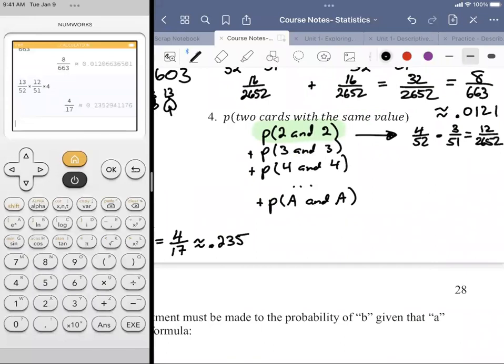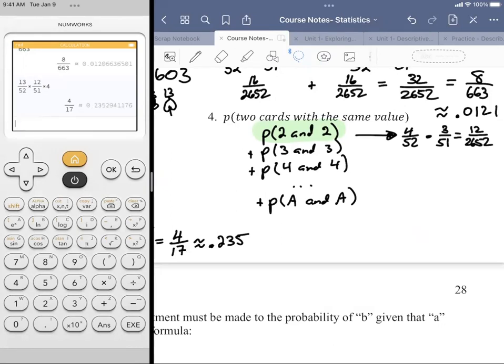All right. Now I could do what I did before, but it would be a lot more writing. What I would prefer to do, since I know all the probabilities are going to be the same, and if you don't believe me, then try for 3 and 3. You'll see that it's the same result. 4 out of 52, because there's 4 3s in a deck. Take one out, 3 out of 51. Multiply, 12 out of 2652. Same for 4 and 4, 5 and 5, 6 and 6 and so on.